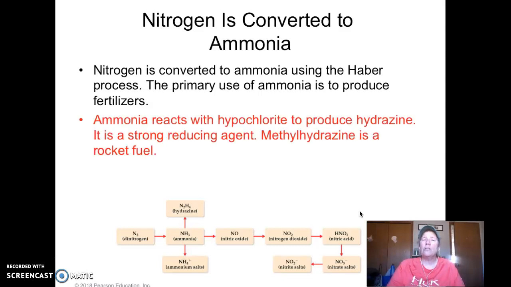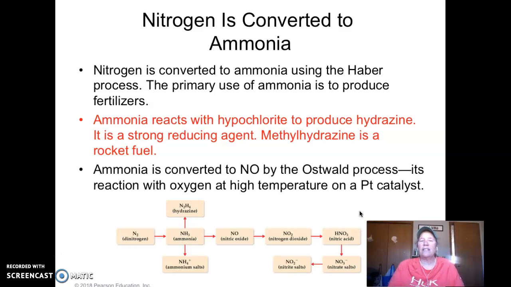Okay. Ammonia reacts with what they call hypochlorite to produce hydrazine, and it can be a very strong reducing agent. If you have methyl hydrazine, it's a rocket fuel. Okay, so there's all kinds of things you can do.